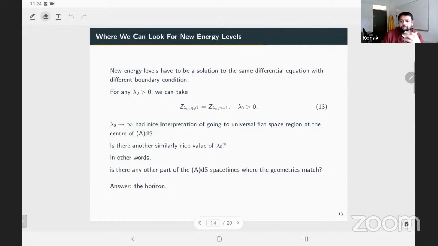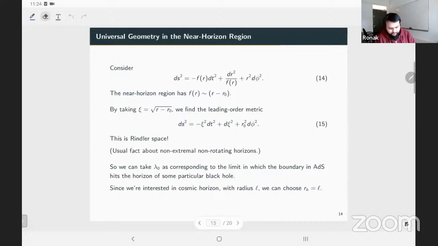That looks nice. The answer is that basically it's when the Dirichlet wall hits the horizon. And this is because just like when we zoomed into vacuum areas, we got flat space. When we zoom into a horizon, generally we get Rindler horizons. So this is a small calculation showing that whenever you go to a near horizon region, you get Rindler space. And so we just take lambda naught as corresponding to the limit in which the boundary of AdS hits the horizon of some particular black hole.